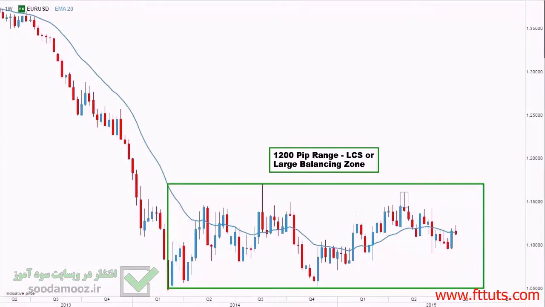Okay, so you have a dollar perfect example right now. After a very long down move for a couple of years from 135 down to 105, we've been balancing in a large corrective structure, a large balancing zone between 105 and 117, a 1200 pip range. So this is a large corrective structure. It's got a couple touches on both sides of the market by and large.